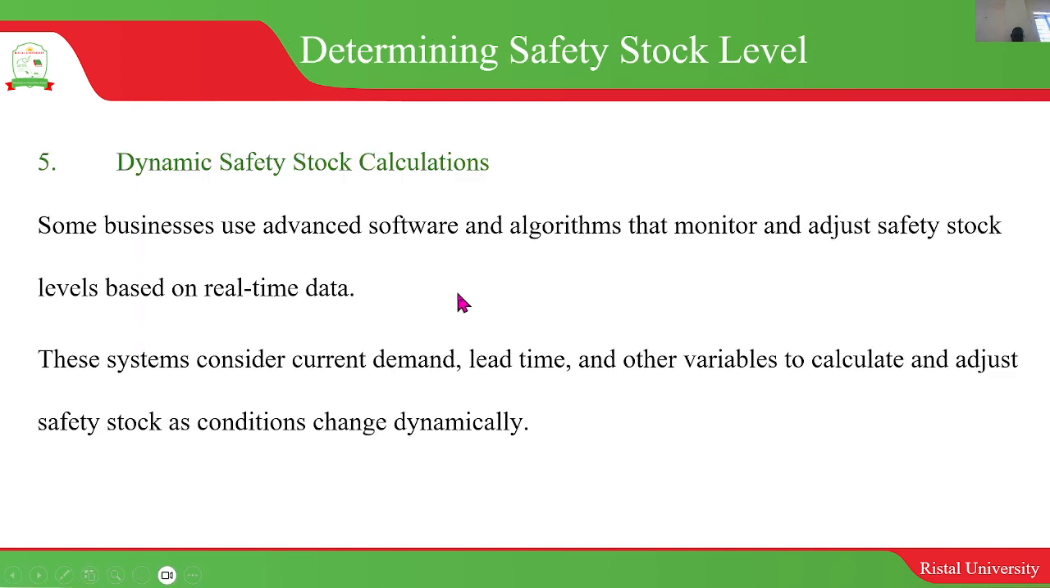Number five, we can use dynamic safety stock calculations. Some businesses use advanced software and algorithms that monitor and adjust safety stock levels based on real-time data. This system takes into consideration the current demand and the lead time and some other variables to calculate and adjust for safety stock as conditions change dynamically.